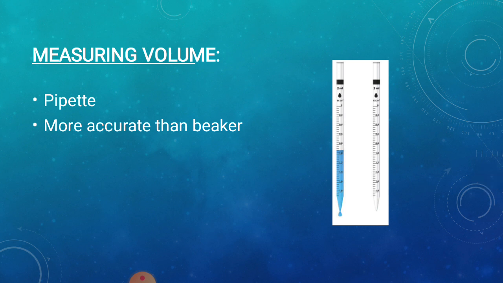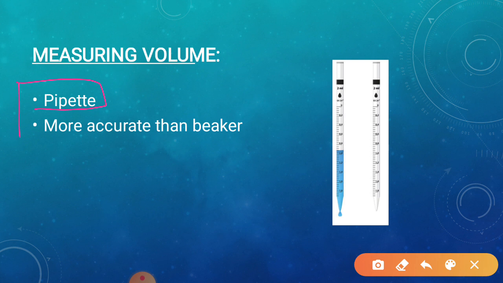The next one is the pipette. Students most probably get confused with its spelling. PIPETTE. Okay, please memorize the spelling of pipette. Again, it is more accurate than a beaker, measuring cylinder or burette. It is the most accurate, and you can measure a liquid volume of 20 centimeter cube or 25 centimeter cube.